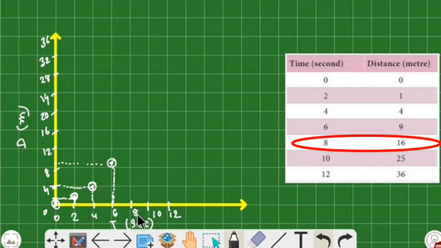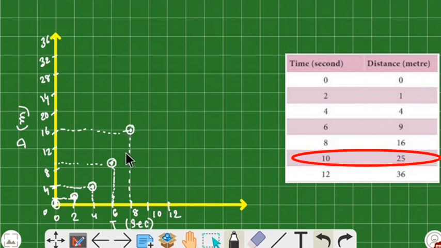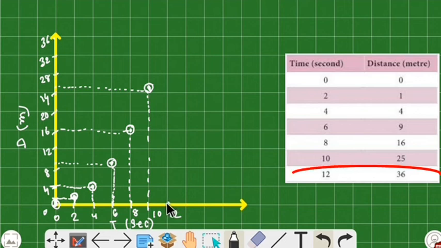Now next point is time 8 and the distance is 16. So this is 16, this is 8. So this is the point. Next point is 10 and 25. So this is 24. So 25 will be here. So this is the point of 10 25. Now the next point is 12 and 36. So 12 is here and 36 is the topmost for distance. So this is the graph.